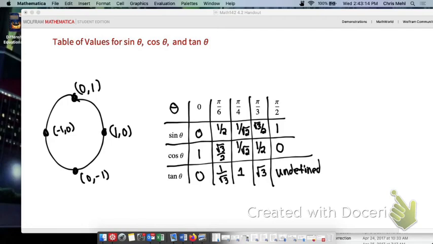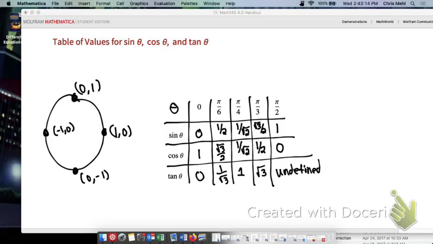So there's all the values of sine, cosine, and tangent for special angles between 0 and pi over 2. And I really just want to do a couple more examples. I want to use this table, and I want to use the even and odd identities, and I want to use kind of symmetries to find sine and cosine and tangent of some of the angles between 0 and 2 pi that are not in the first quadrant.